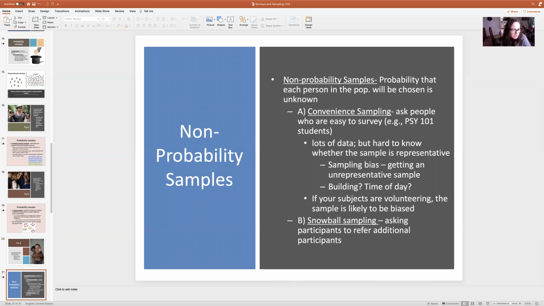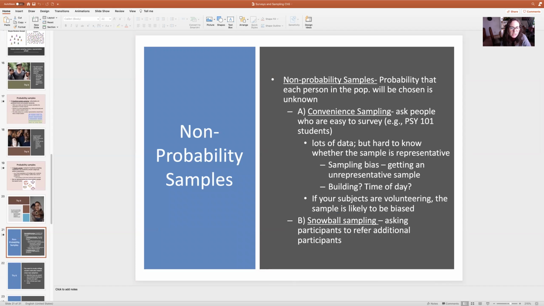Okay, finally, I want to cover non-probability samples. Non-probability samples is when you don't know what the probability of each person in the population will be chosen. So you just simply don't know the probability, or the probability is 0. And so one of those types of samples is called the convenience sample. And that's where you just go out and you just ask people like, would you like to be in my survey? And you just go to places where it's convenient to do so.